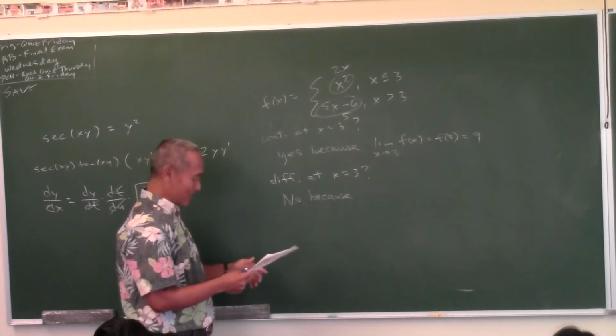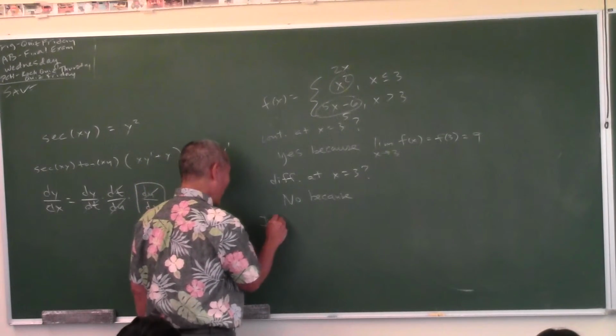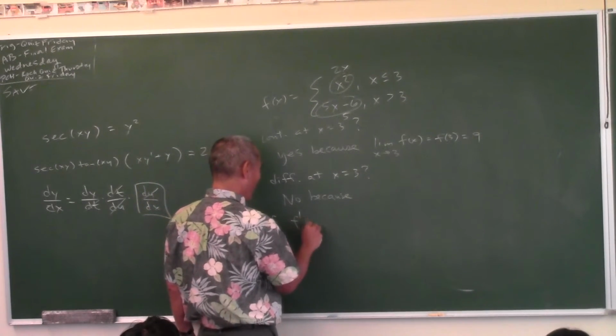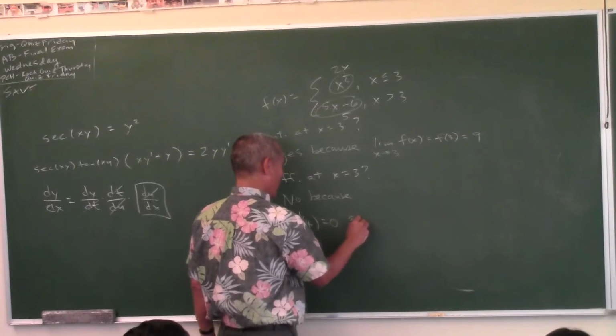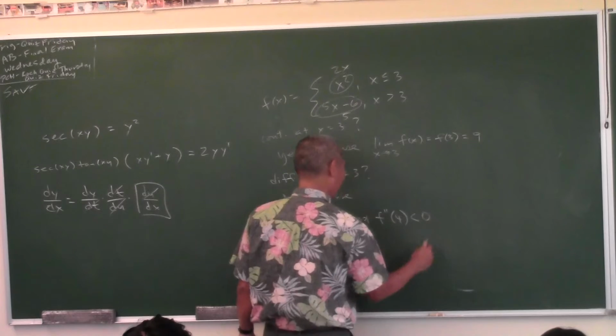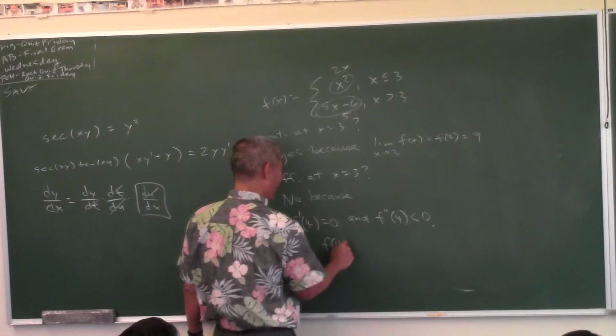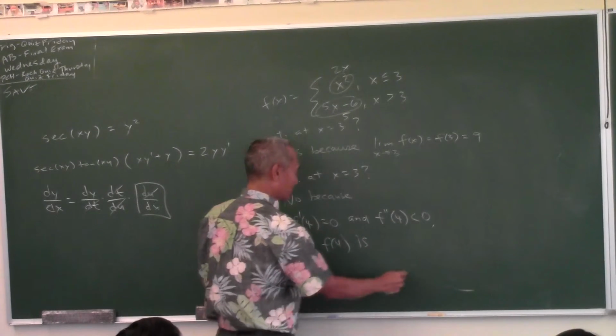Anyway, didn't we do something like this yesterday on the multiple choice? If f prime of 4 is equal to 0 and f double prime of 4 is negative, then what can you conclude? f of 4 is blank.